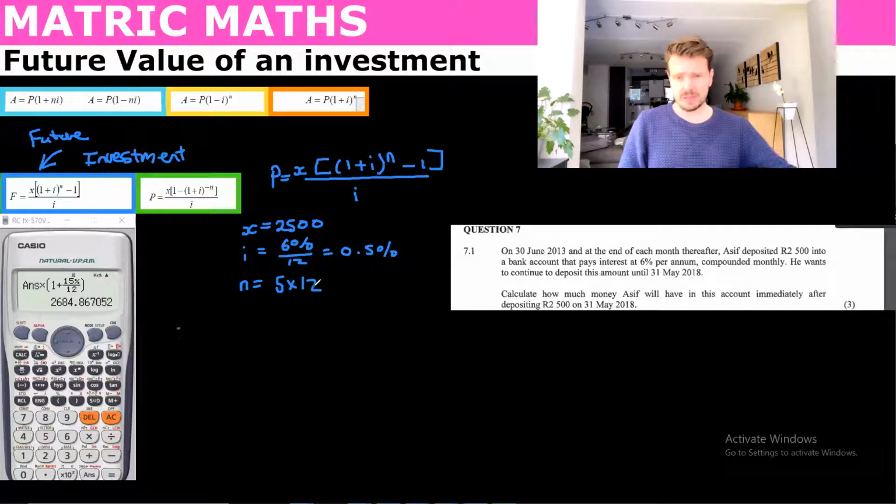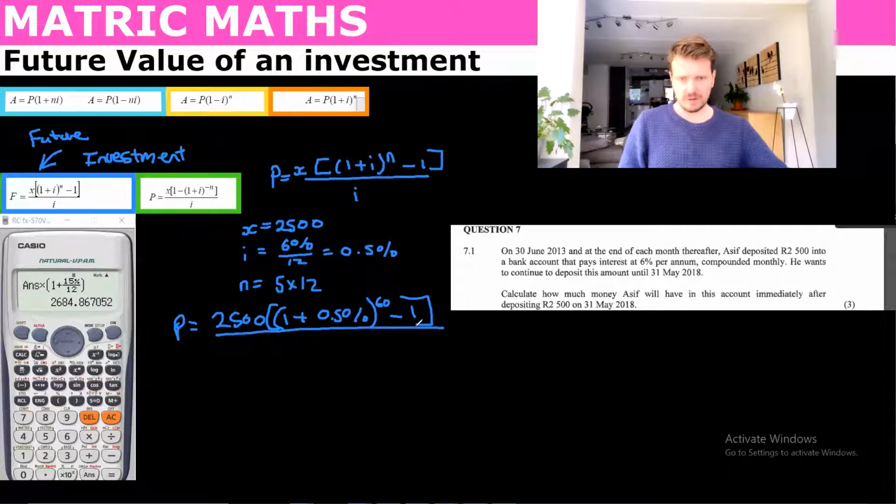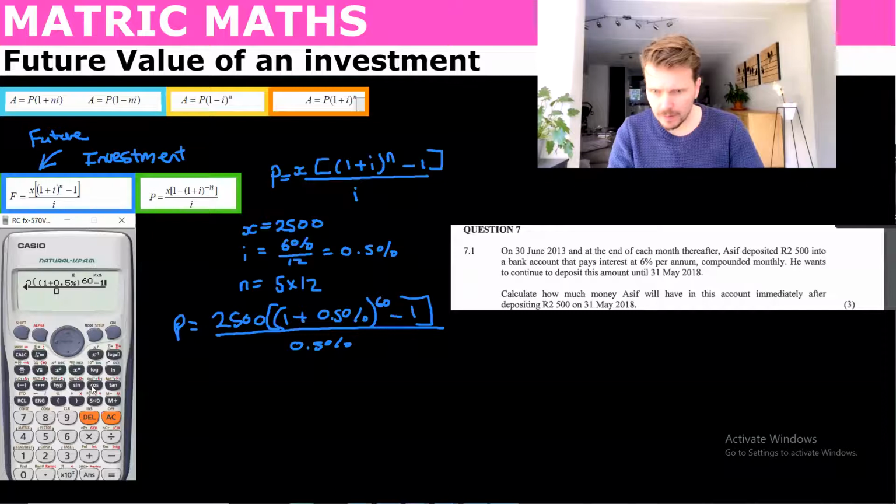And so now we can say P equals 2,500. And then we're going to say 1 plus the 0.5% to the power of 60 minus 1 all over 0.5%. And we can just put that in our financial calculator here. And divided by 0.5%. Okay, so there it is there. We've got the 0.5% at the bottom, 1 plus I, and then we say equals.